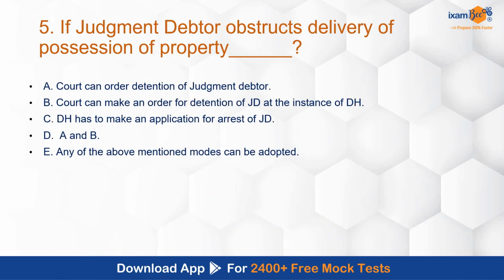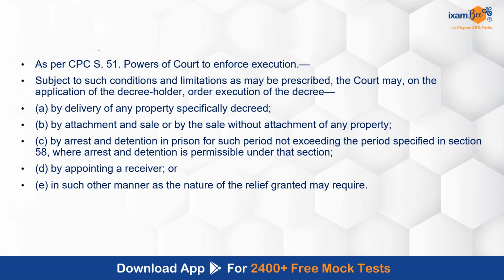Question number 5. If judgment debtor obstructs delivery of possession of property, which of the following action the court can take? Court can order detention of the judgment debtor. Court can make an order for detention of judgment debtor at the instance of decree holder. Decree holder has to make application for arrest of judgment debtor. A and B, any of the above. The correct answer here is B. Court can make order for detention of judgment debtor at the instance of decree holder. This is as per section number 51 of CPC, power of court to enforce execution.